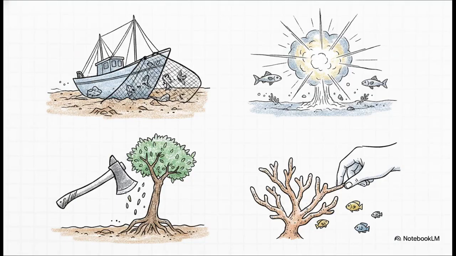Our third major threat is overexploitation. Now, overexploitation isn't just about catching too many fish. It includes highly destructive extraction practices. Think of bottom trawling, which literally drags heavy nets across the seafloor, ripping up everything in its path. It also includes dynamite and cyanide fishing. And it even extends beyond fish to the unsustainable harvesting of mangrove wood and breaking off pieces of coral for the curio trade, just so they can be sold as tourist souvenirs.